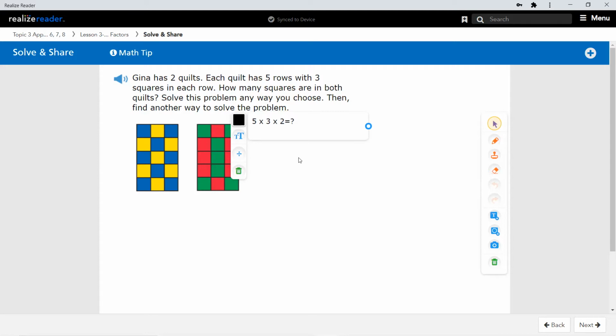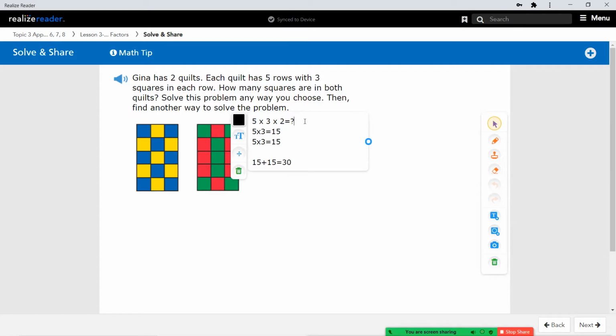Now, I can either do 5 times 3 plus 5 times 3 because they're the same size. So let's try that first. We know 5 times 3 is 15. And another 5 times 3 is 15. And then I can say 15 plus 15 is equal to 30.